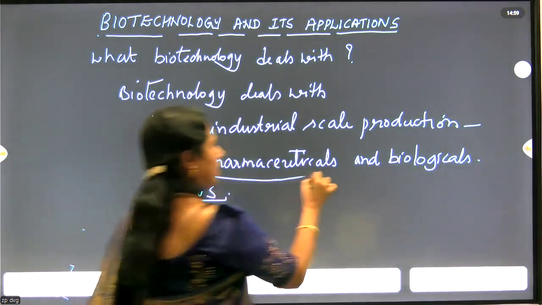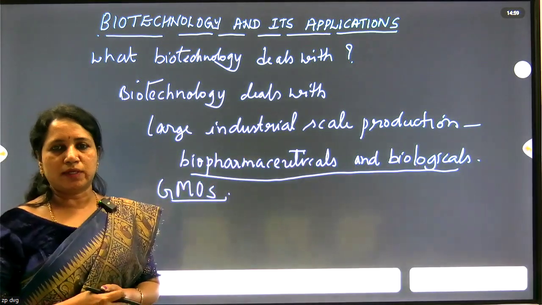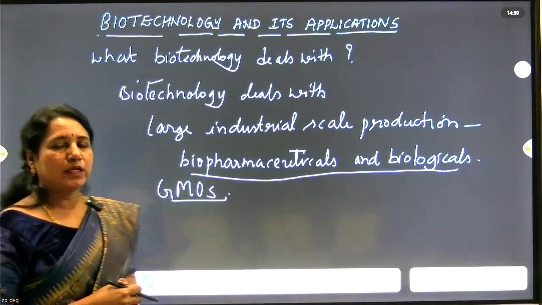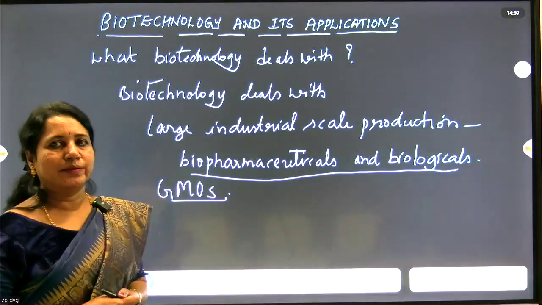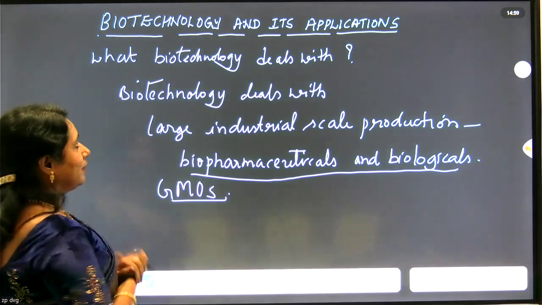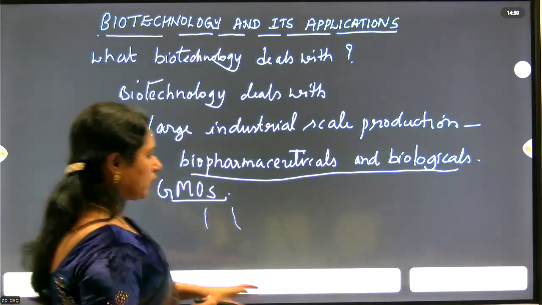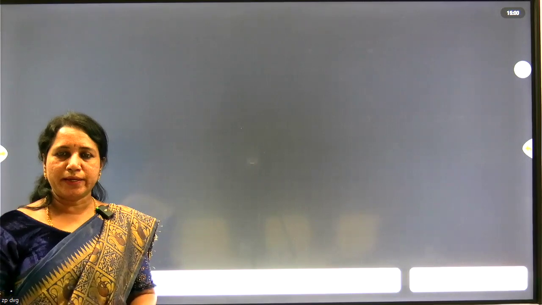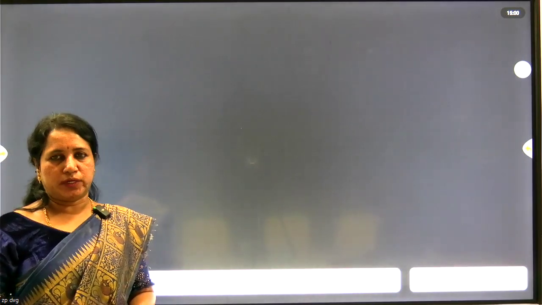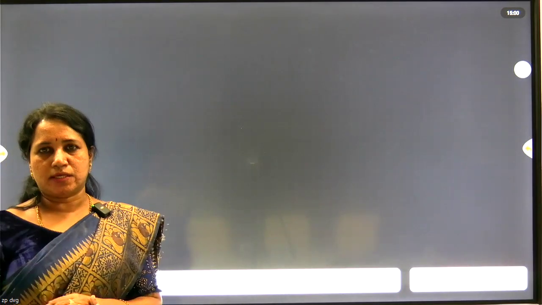So what are these biopharmaceuticals and biologicals? They are all the products that are very useful for human welfare. That involves antibiotics, vaccines, medicines, and various things. Let us see what are the applications of biotechnology, that means where we can use this biotechnology. You know that biotechnology is also called rDNA technology or genetic engineering. So in which fields are these techniques used?